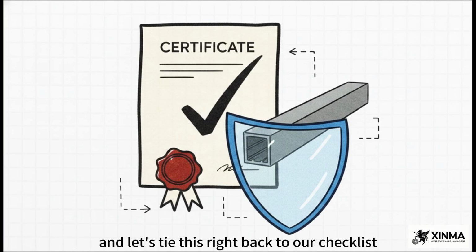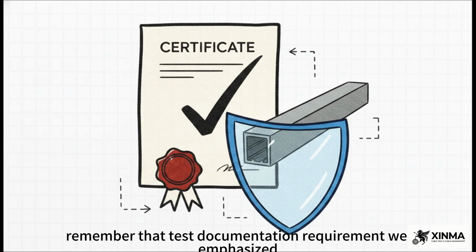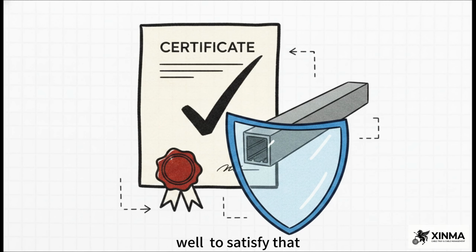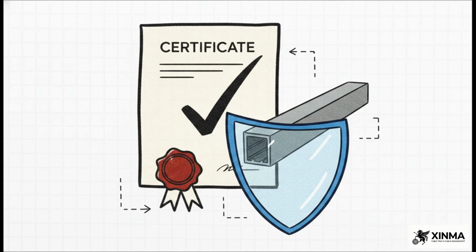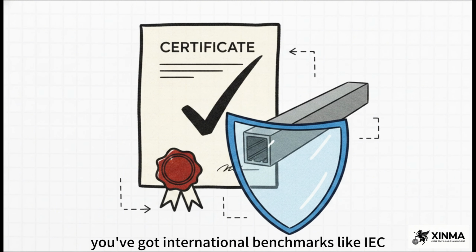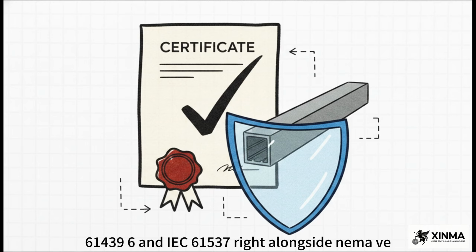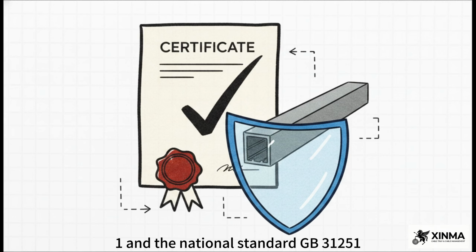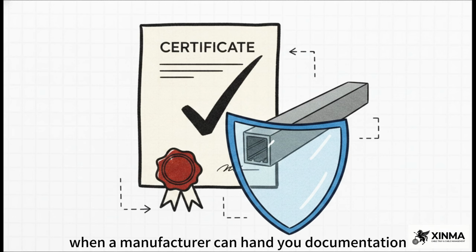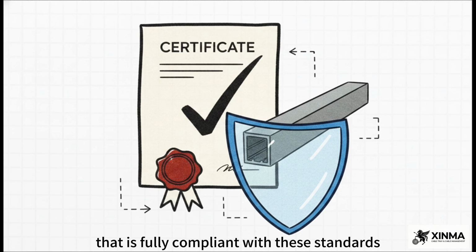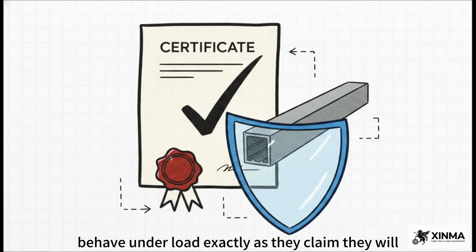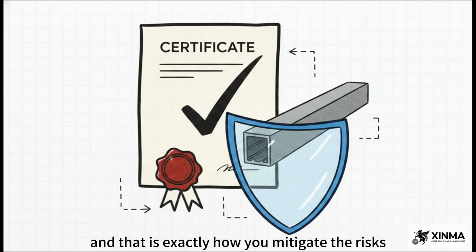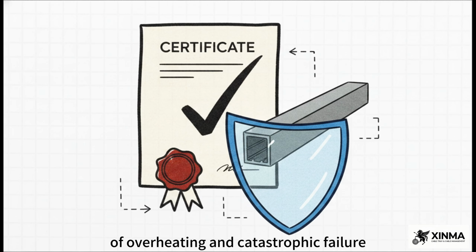And let's tie this right back to our checklist. Remember that test documentation requirement we emphasized? Well, to satisfy that, Xinma's products are strictly backed by a really comprehensive list of standards. You've got international benchmarks like IEC 61439-6 and IEC 61537 right alongside NEMA VE1 and the national standard GB 31251. When a manufacturer can hand you documentation that is fully compliant with these standards, it proves without a doubt that their busways are going to behave under load exactly as they claim they will. And that is exactly how you mitigate the risks of overheating and catastrophic failure.